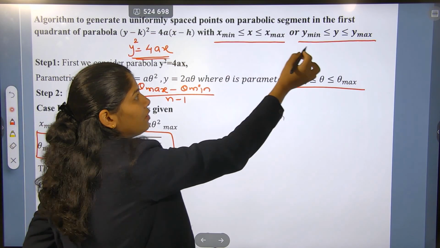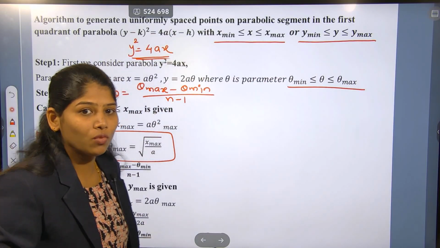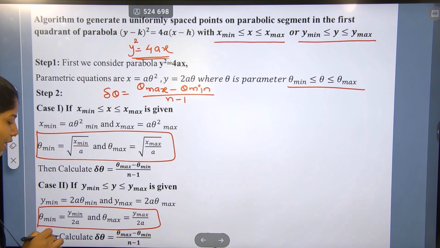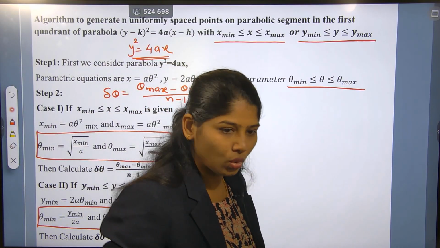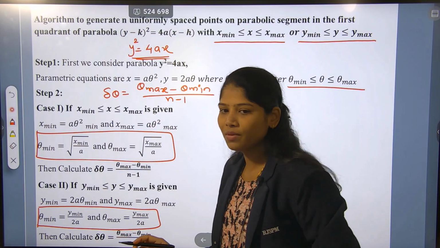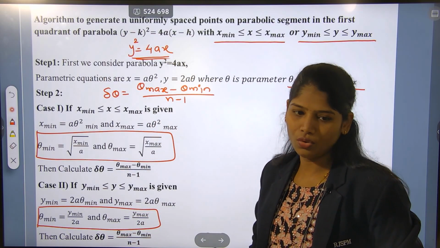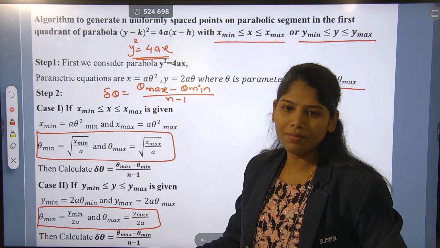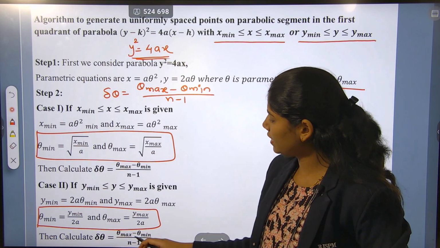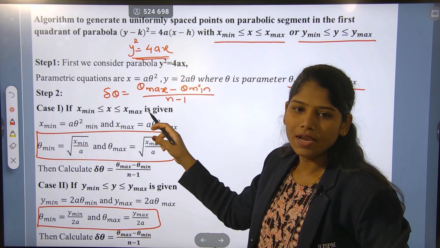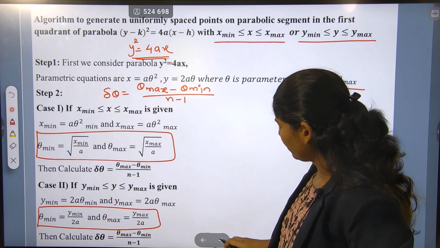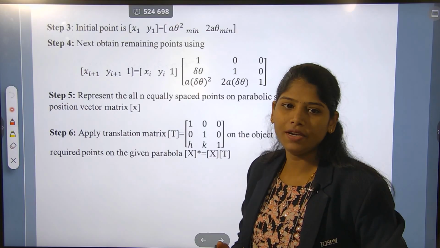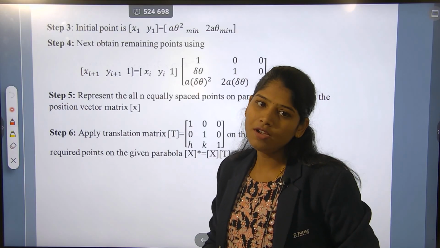अगर x की रेंज नहीं दी है, y की रेंज दी है क्वेश्चन में, तो आपका फॉर्मूला क्या होगा थीटा मिनिमम के लिए, ये वाला, theta minimum is equal to y minimum upon 2a and theta maximum is equal to y maximum upon 2a. After getting theta minimum, theta maximum, we will calculate del theta, increment in theta. So formula for del theta is theta max minus theta minimum upon n minus 1. Okay. Then after getting theta, del theta, we will find the points on the parabola on the first quadrant only.